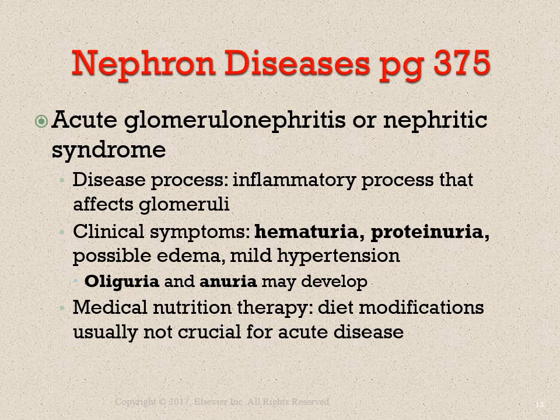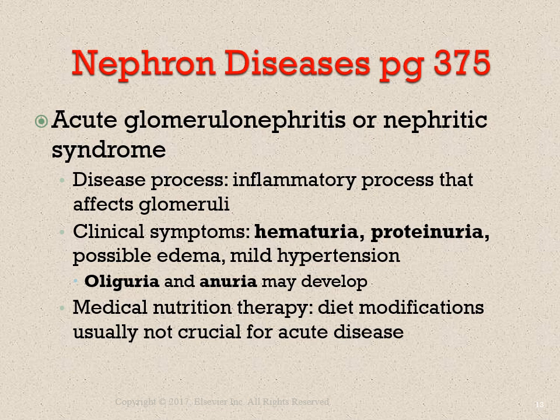Nephron diseases. Now we're looking specifically at diseases of the nephron, which we saw in the beginning when we briefly discussed anatomy. So, acute glomerulonephritis, or nephritic syndrome. Sorry, those are tough words for me. It's an inflammatory disease process that affects the glomeruli. So that's where our inflammation is.